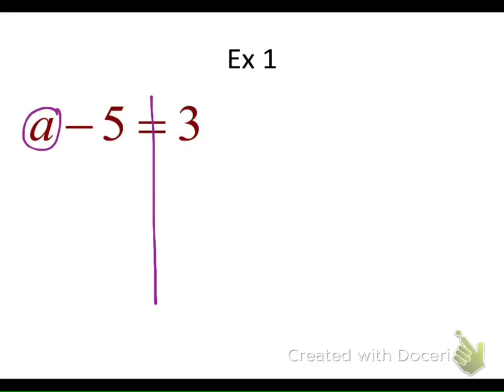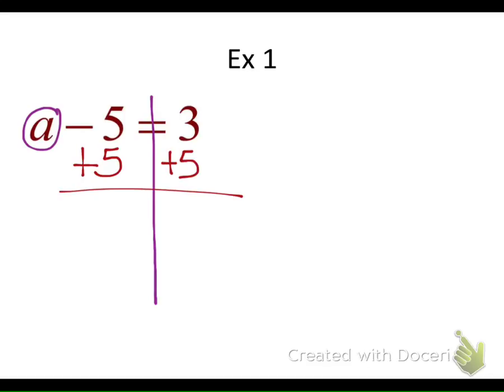Now, if I want to get the variable by itself, we have to use inverse operation to get rid of this minus 5, right? So what's the opposite of minus 5? Plus 5. Golden rule. Whatever I do to one side, I do to the other. And I want to see that. So I want to see your plus 5 on the left. Then I want to see your plus 5 on the right.